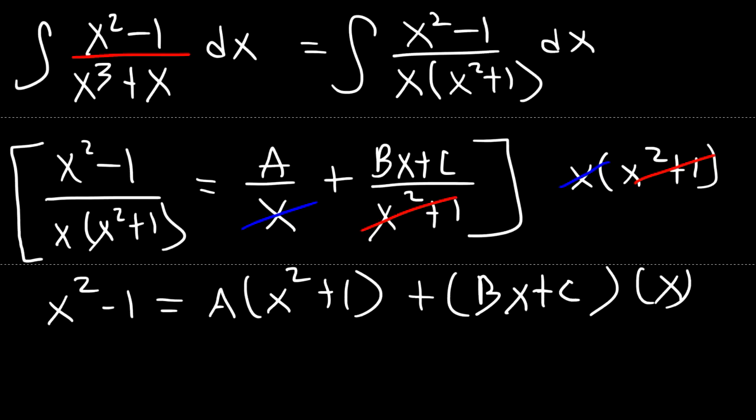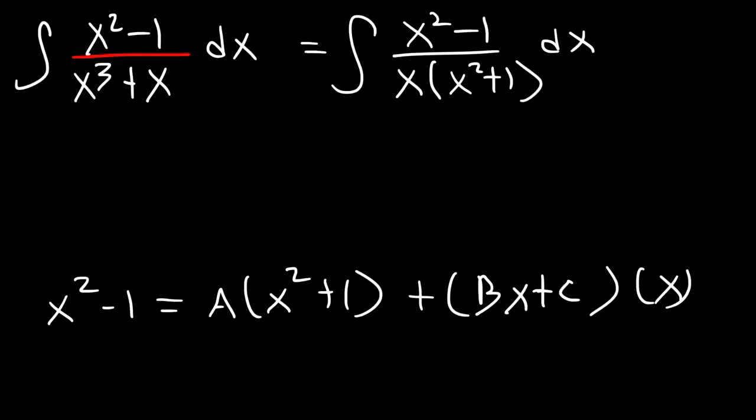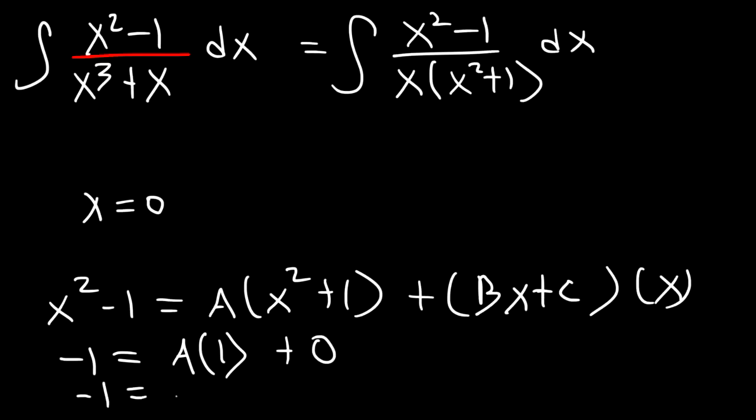Now, what values for x should we plug in? If we plug in 0, this entire term will equal 0. And so we're going to have just one variable, a. So let's try that. When x is 0, x squared minus 1 will be just negative 1. And then we're going to have a 0 squared plus 1, which is just 1. And then this will just completely disappear. That's just going to be 0. So we can see that negative 1 is equal to a. I'm going to write that on the side here somewhere.